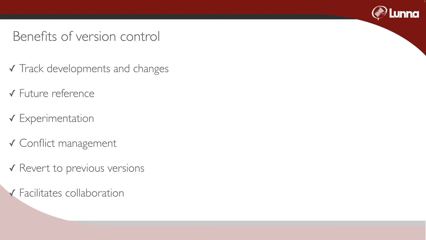Some benefits of version control include that you can track the developments and the changes made to your code. In this case, it's called source control. You can use it for future reference. This is basically recording historical changes in your code. Maybe you want to go back to a previous version of your code. You can do this using version control.